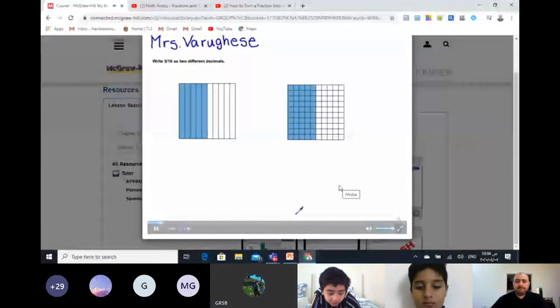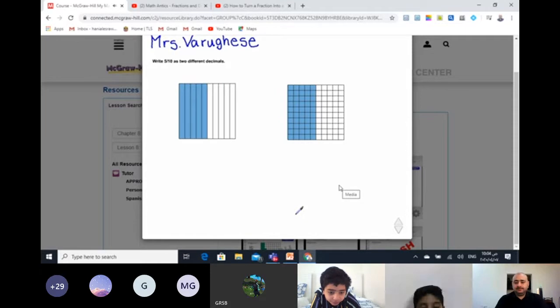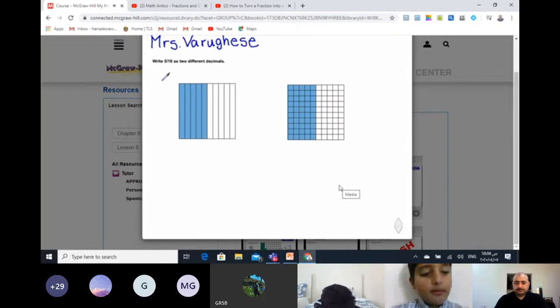Hi, I'm Mrs. Verghese. Write 5/10 as two different decimals. One way that we can do this is to write our fraction into tenths. If we look here, 1, 2, 3, 4, 5, 6, 7, 8, 9, 10, we have 5/10. We read that as 5 tenths, so we can write that as 0.5.